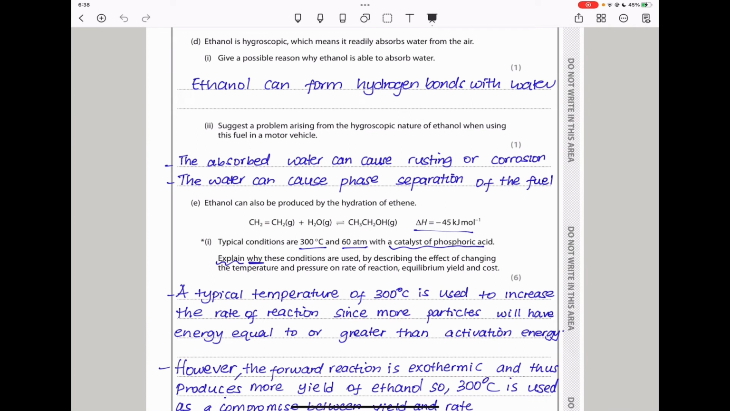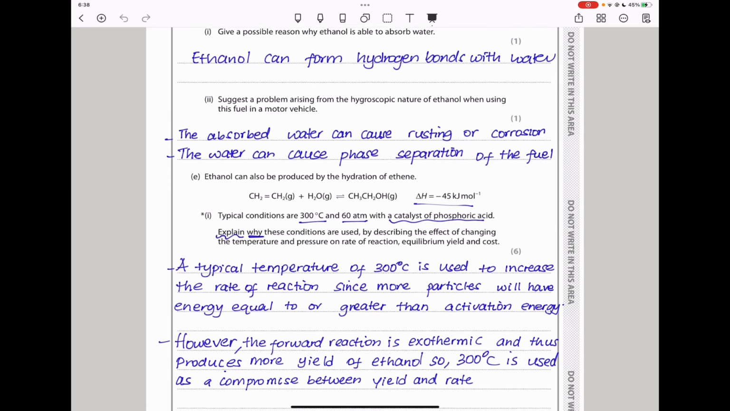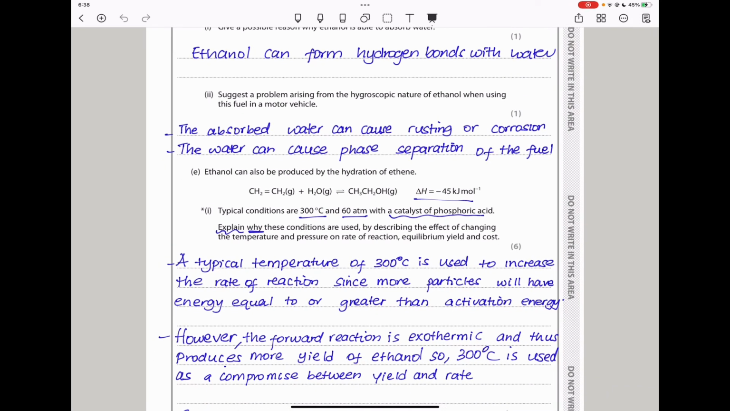The next part suggests a problem arising from the hygroscopic nature of ethanol when using this fuel in a motor vehicle. It means it's going to absorb water, and the water will be contained in the biofuel, and this is going to lead to rusting as well as corrosion of some of the parts within the engine or the motor vehicle, and that could be problematic.